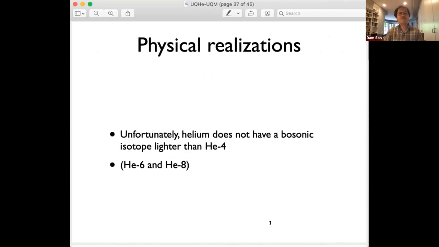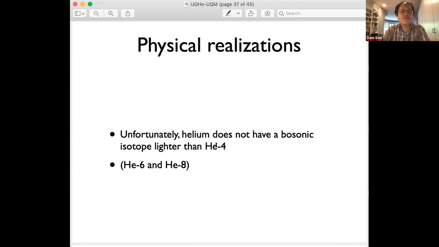Okay, so let me now speculate on possible realizations of such a system. Unfortunately, we don't have an isotope of helium that has a bosonic nucleus and is lighter than helium-4. Helium-3 is lighter, but it's fermionic, and the phase diagram of helium-3 is very different from what I described here. We have helium-6 and helium-8. These are, in contrast to expectation, quite stable isotopes, with lifetimes of about 1 second and 0.1 second, but I couldn't find even the phase diagram of these isotopes in the literature. In any case, they are not what we are looking for.